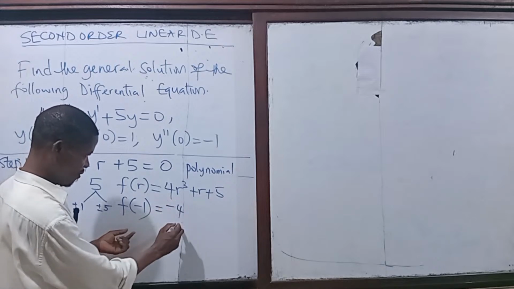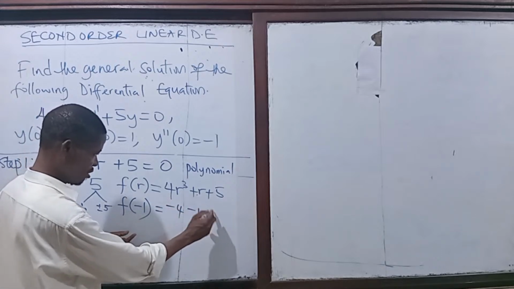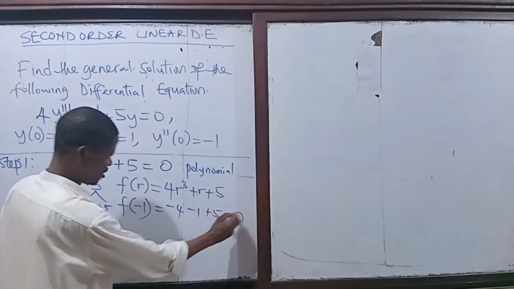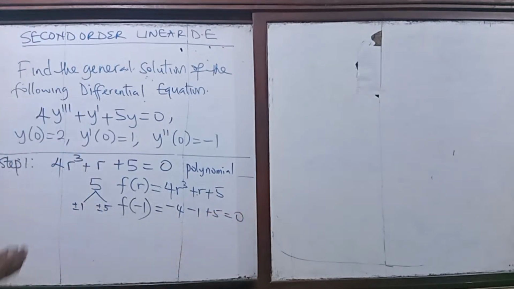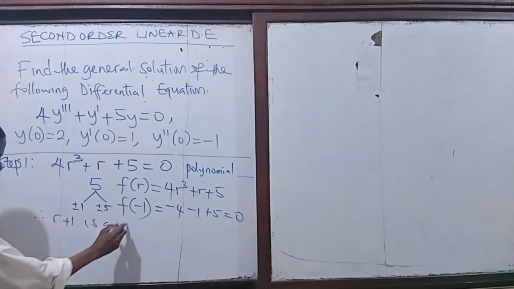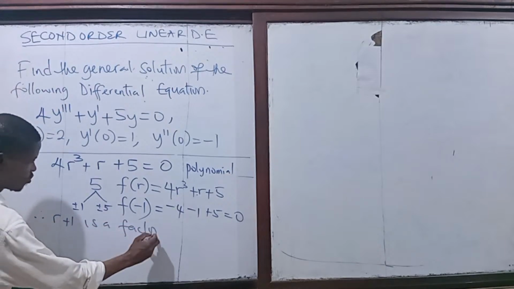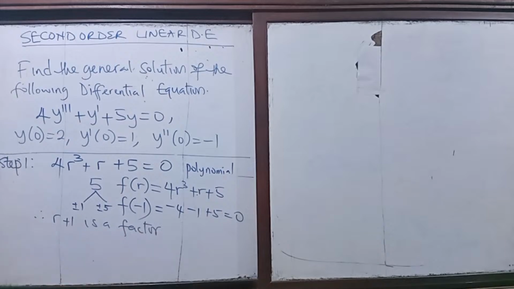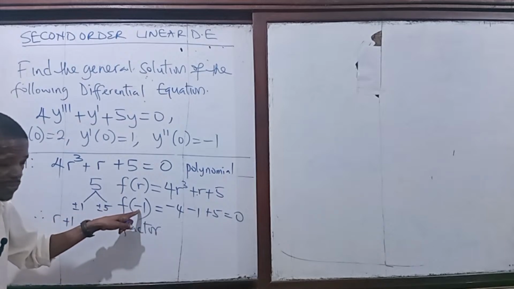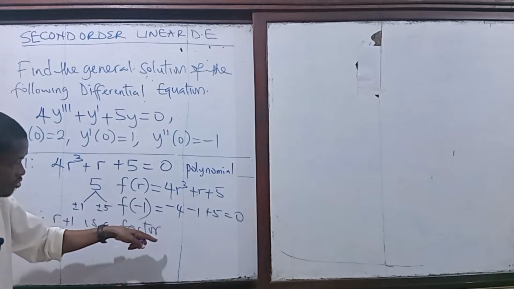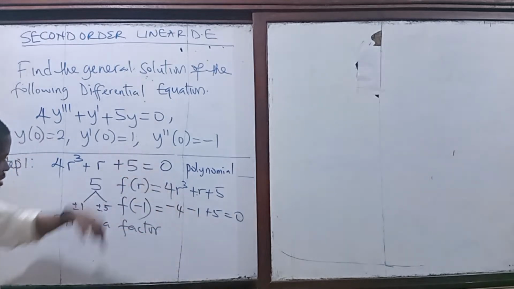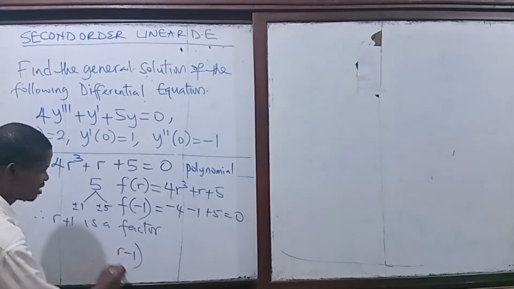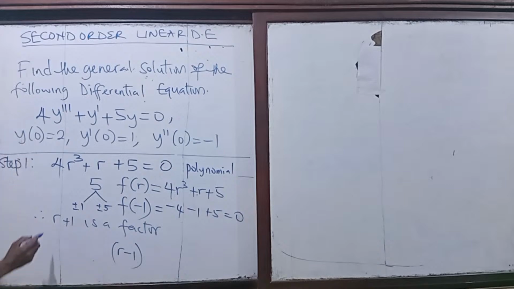This will give you minus 4, minus 1, plus 5, and this is equal to 0. Therefore, r plus 1 is a factor. If I use plus 1 and I substitute and I get 0, then r minus 1 would be a factor, because if you equate this to 0, you get r as minus 1.